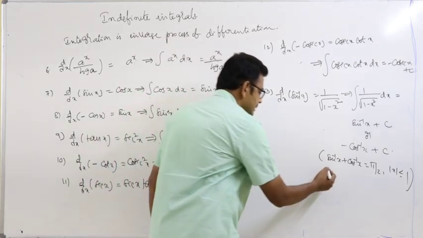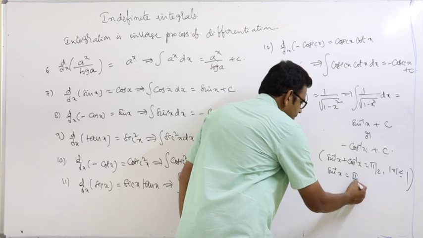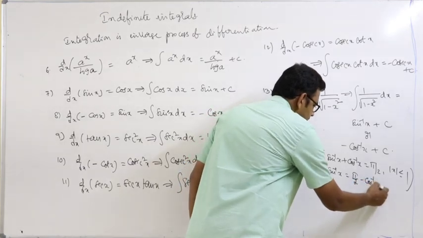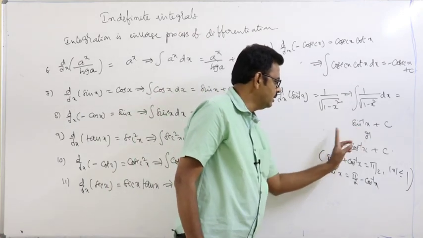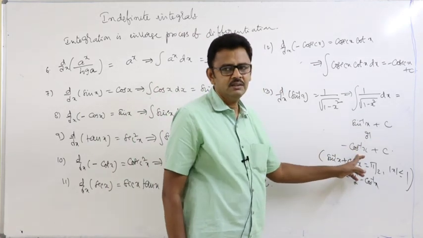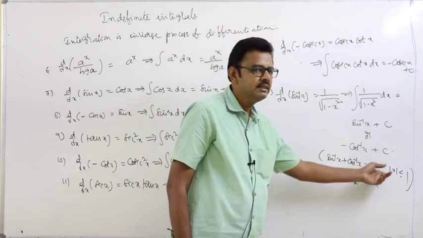What about sin inverse x? Sin inverse x is equal to pi by 2 minus cos inverse x. Here, pi by 2 is nothing but a constant, so that becomes treated as c.